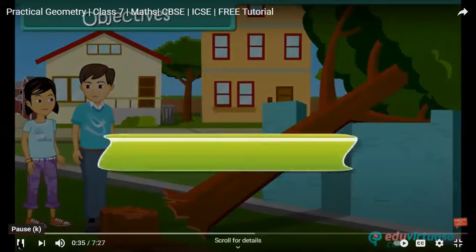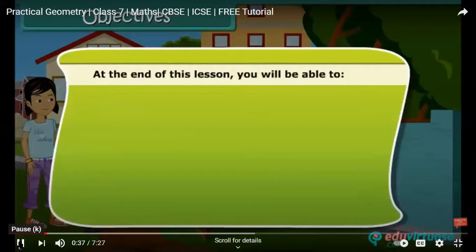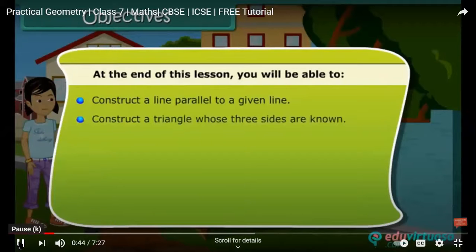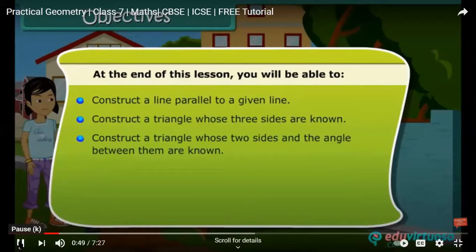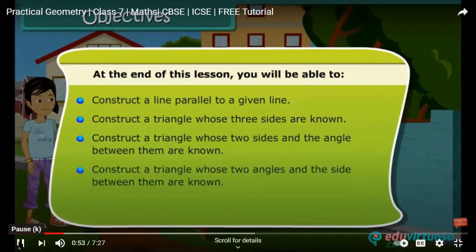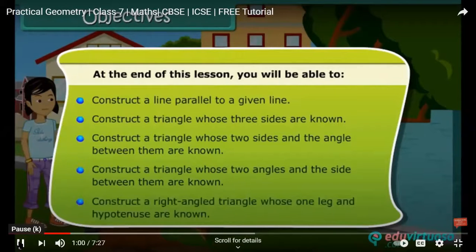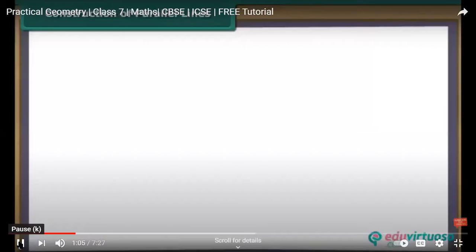Objectives. At the end of this lesson, you'll be able to construct a line parallel to a given line, construct a triangle whose 3 sides are known, construct a triangle whose 2 sides and the angle between them are known, construct a triangle whose 2 angles and the side between them are known, construct a right-angled triangle whose 1 leg and hypotenuse are known. Construction of parallel lines.